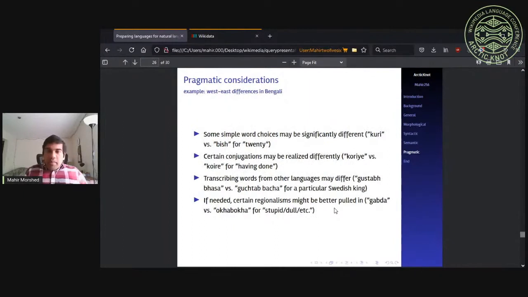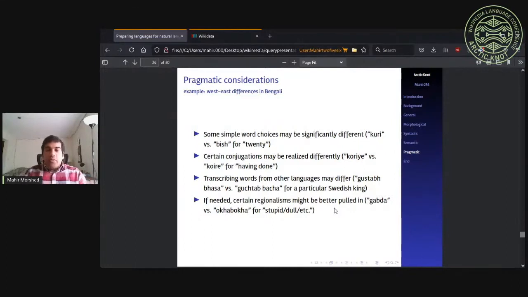So for example, let's talk about west-east differences in Bengali. Bengali is spoken not just in Bangladesh, but in the Indian state of West Bengal. And in fact, the standardized variety is originating from that variety spoken in Kolkata. It was spread across the rest of Bengal. So between those, there's of course some simple word choices that may be significantly different between the two. We have for the word 20, in the west they say kuri, and then in the east they say bish. My parents are from the east, so I learned bish.